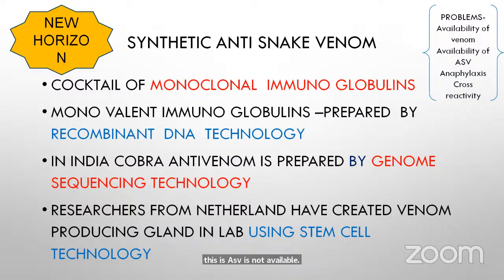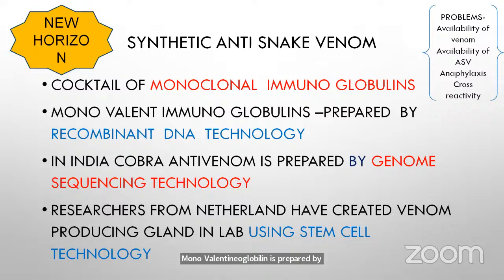And another thing is anaphylaxis, and very important, as I told you, cross reactivity: you give it for cobra, and sometimes the patient comes next time with krait, and then you can't give it. So the new horizon is a cocktail of monoclonal immunoglobulins. That's a very important thing which is going to come. Monovalent immunoglobulins prepared by recombinant DNA technology.